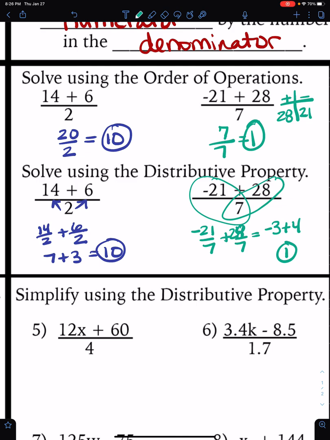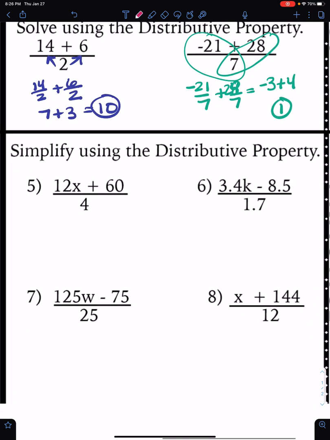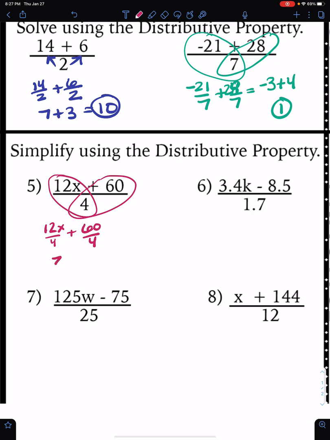All right, so let's see what happens then when I throw in some variables. I'm going to divide each of these terms by 4. So I'll have 12x divided by 4 and 60 divided by 4. So 12 divided by 4 is 3, don't forget the x, and 60 divided by 4 is 15. And just like on the other side of the notes, we cannot combine these terms because one has an x and one doesn't.